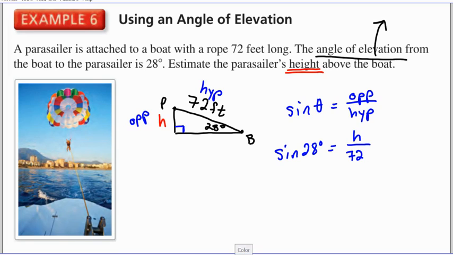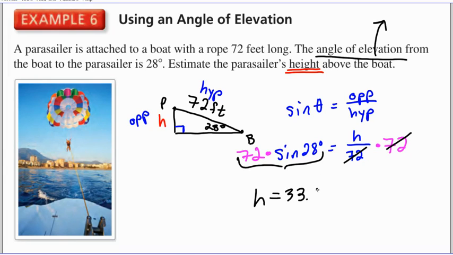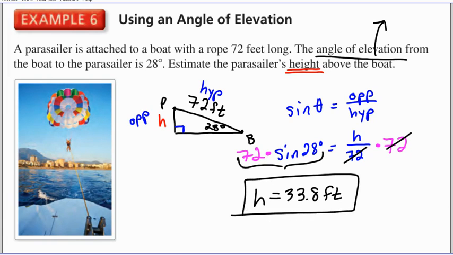Okay, again, if I multiply both sides of this equation by that denominator of 72, then what I get is 72 times sine of 28 degrees, which I can just plug in the calculator. And we find h is approximately 33.8 feet above the water. So that's how high this parasailer is above the water.